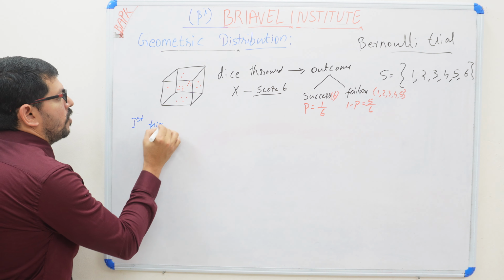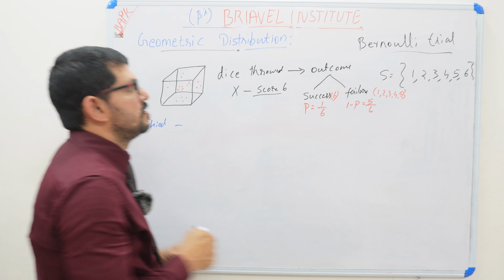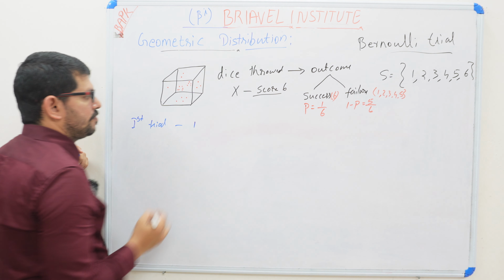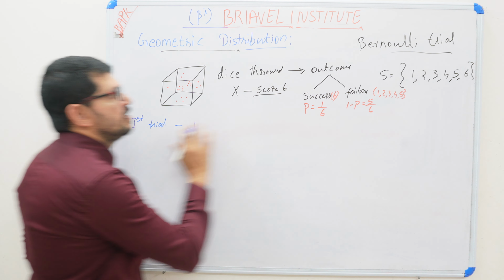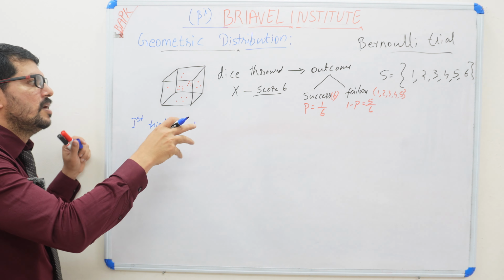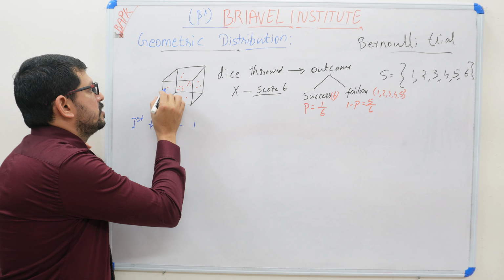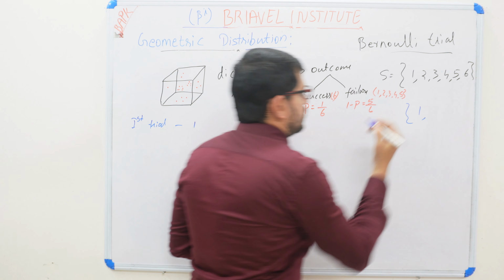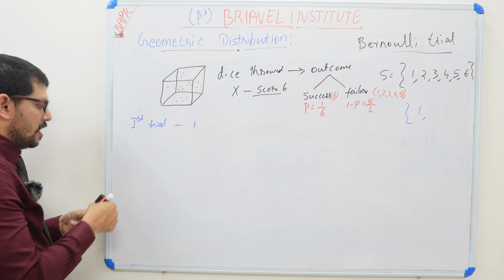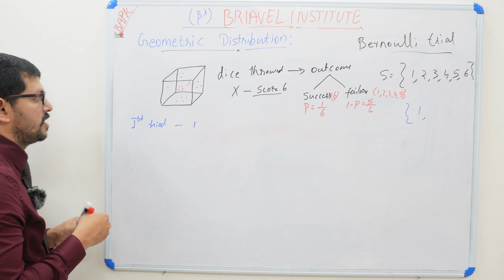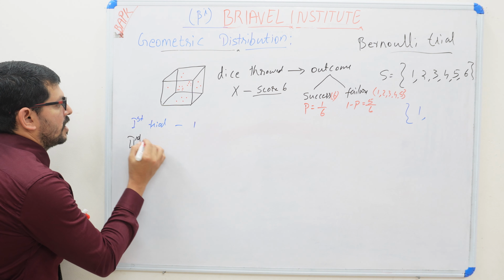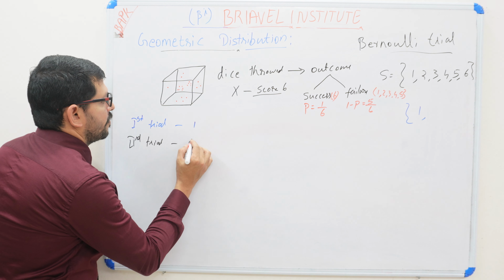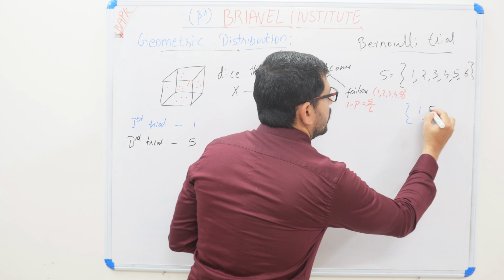First trial. I threw this dice. What happened? I got the number 1, the single dot on top. That means I failed. Here I will write what I saw in the first trial: it is a 1, I failed. I threw again. Second trial, I got the number 5. So again I failed.